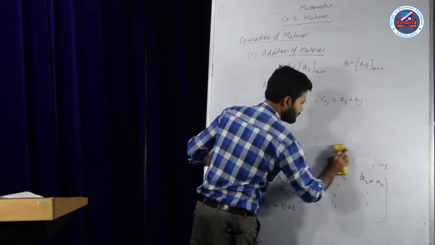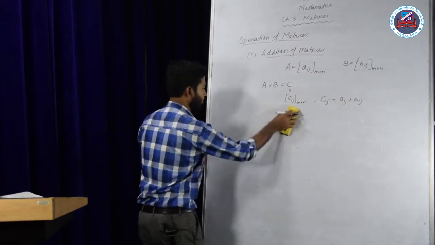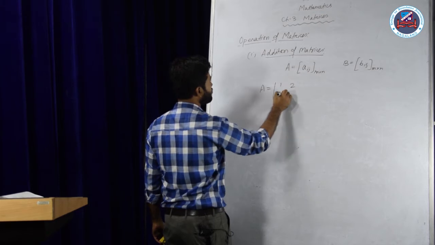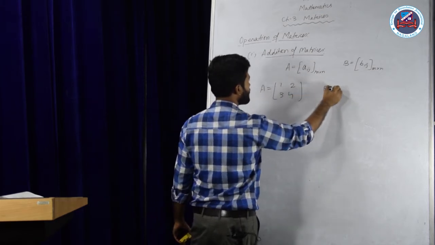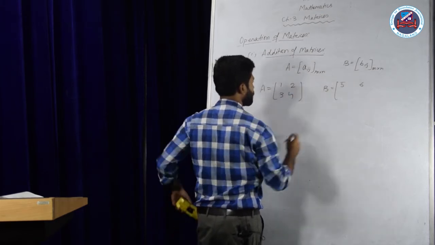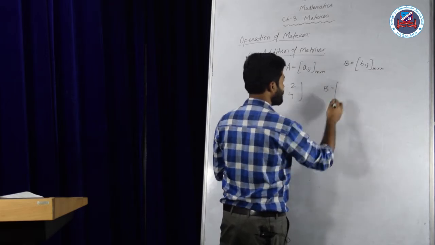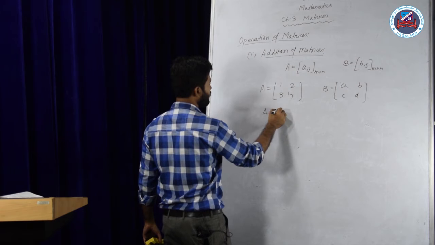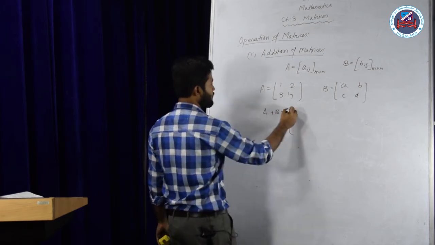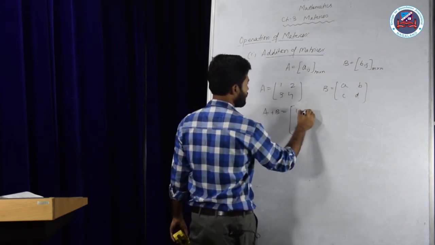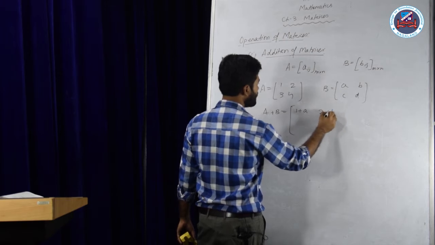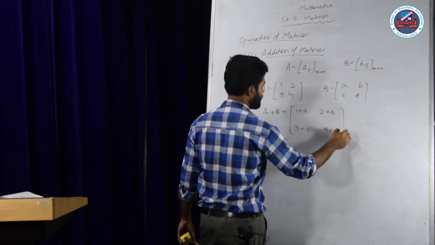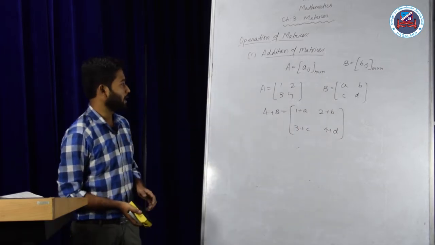So let us see an example. A very easy example. A is equal to 1, 2, 3, 4, and B is equal to, let me take A, B, C, D. So what will be A plus B? It will give us 1 plus A, second element will be 2 plus B, third element 3 plus C, and the fourth element will be 4 plus D. So that is all about addition of matrices.